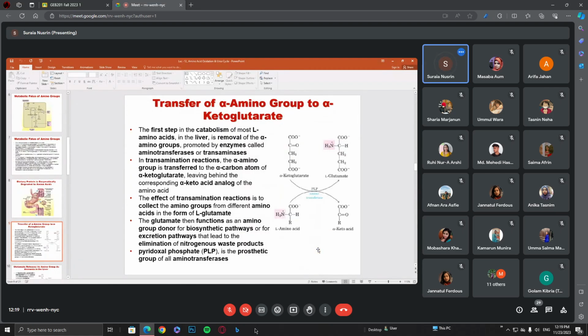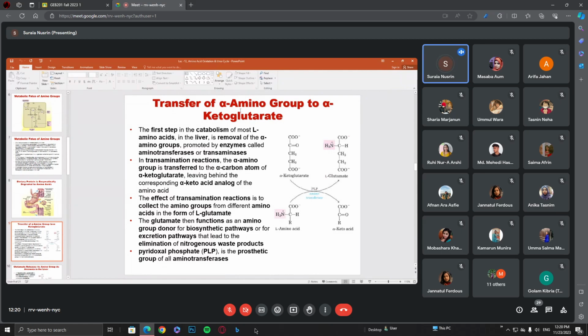So we get the amino acid. Now the very first step of the catabolism of the amino acid is the removal of the amino group, and the enzyme which catalyzes this reaction is called aminotransferase or transaminase. Okay, and the reaction is known as transamination reaction.